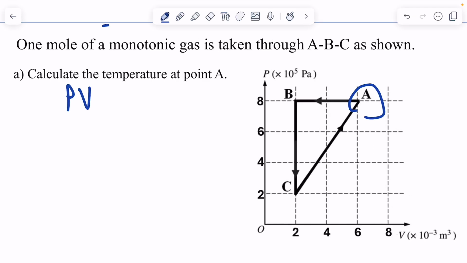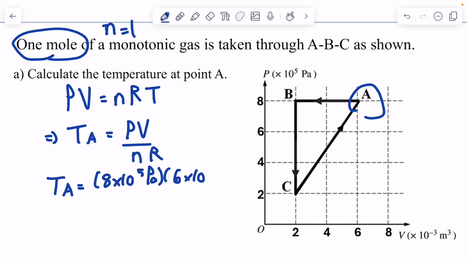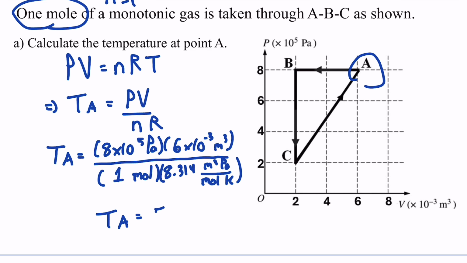From the ideal gas law, pressure times volume equals number of moles times the gas constant times temperature. So solving this for temperature, I get PV over nR. In this case, the number of moles, n, is given. And the temperature at A is about 577 Kelvin.